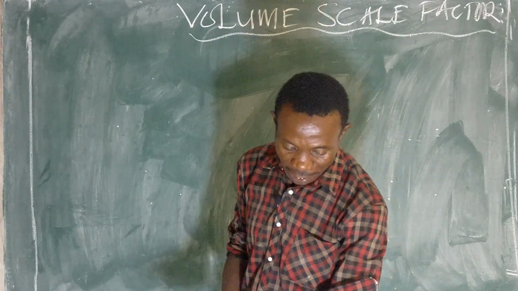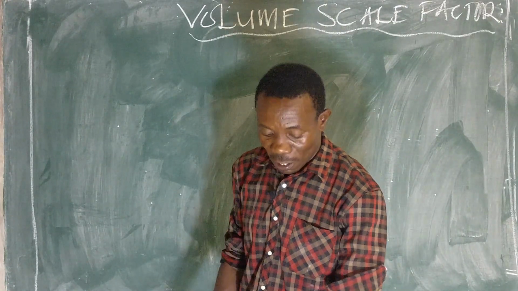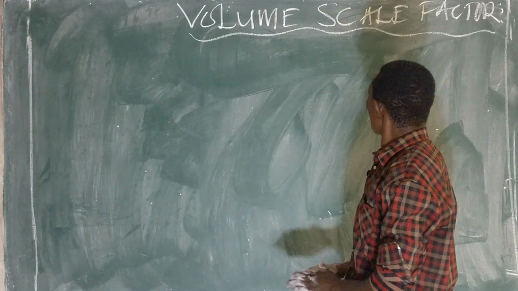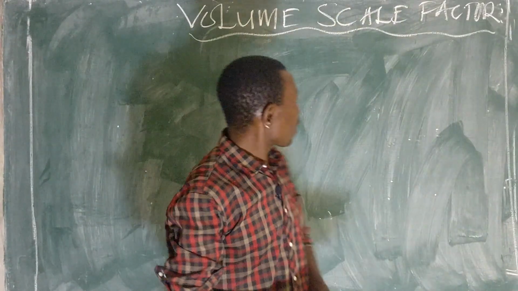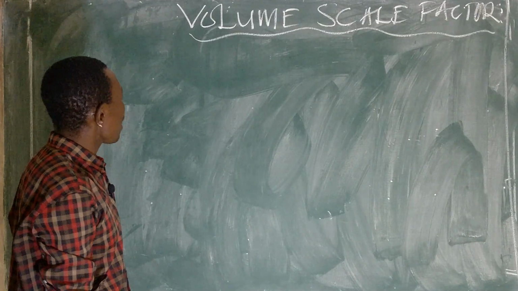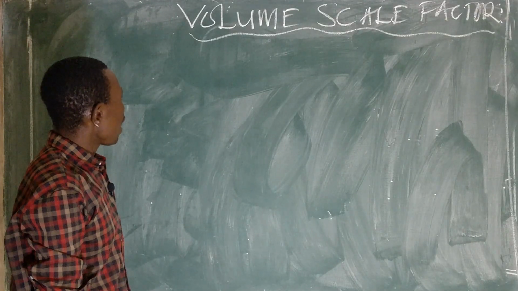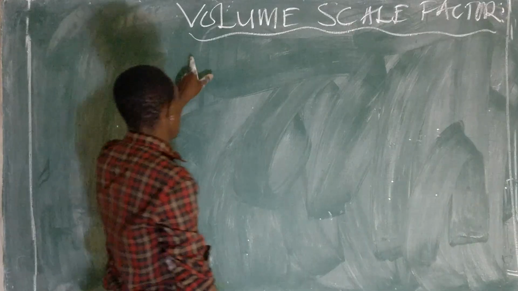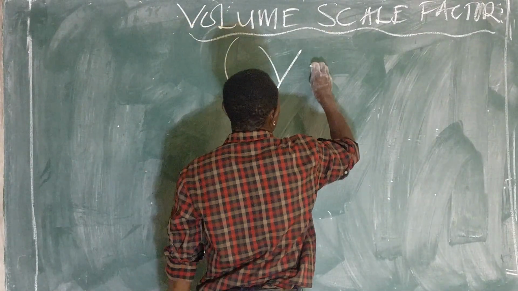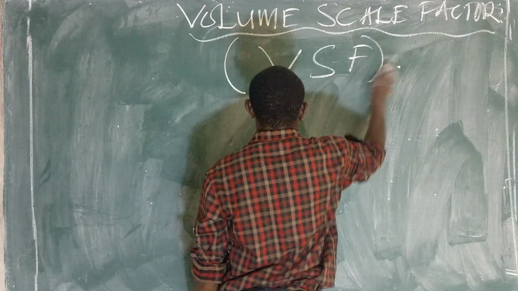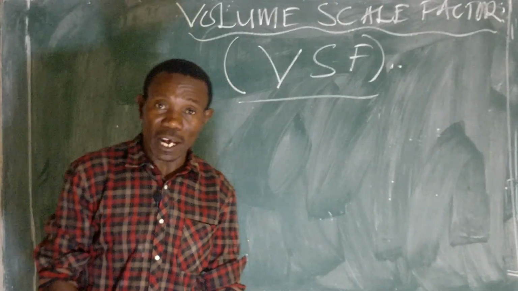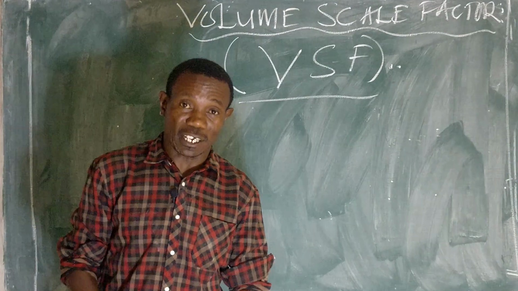Welcome back, my learners. Let us now finish up the topic by looking at the volume scale factor. Having done the linear scale factor, which was squared to give the area scale factor, now it's the volume scale factor, abbreviated as VSF. How does a volume scale factor compare with the linear scale factor?